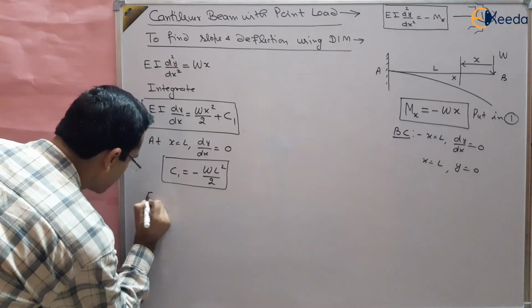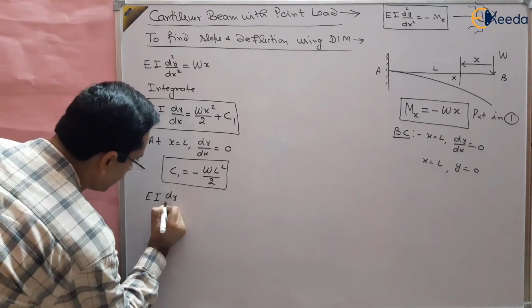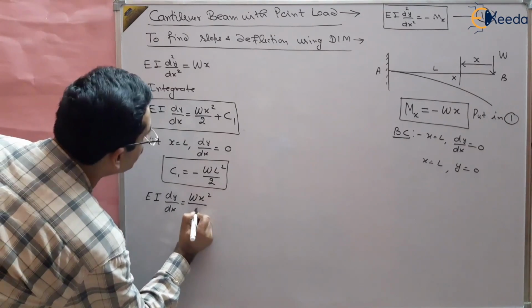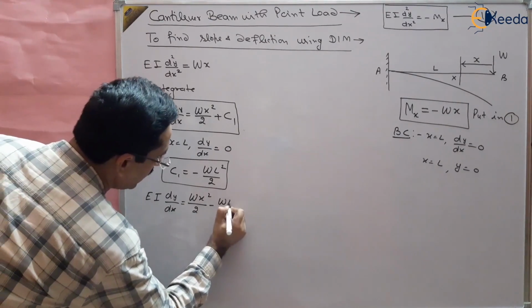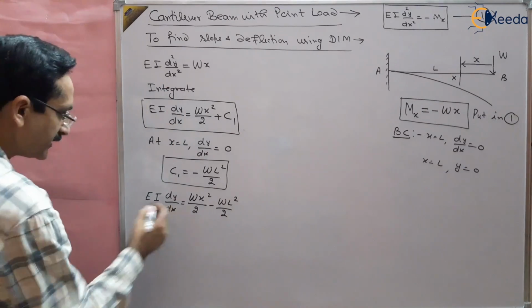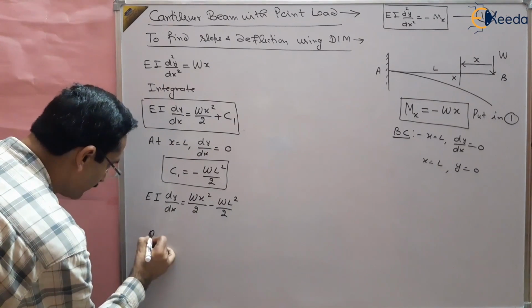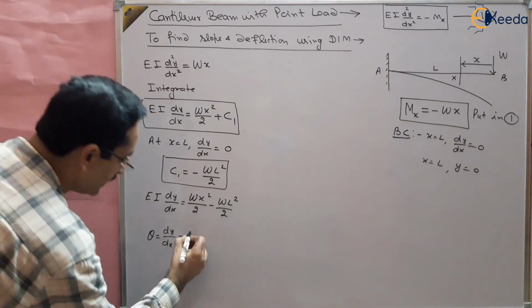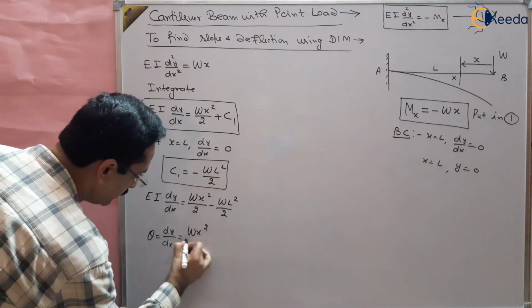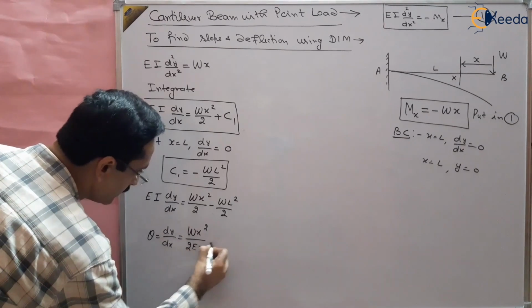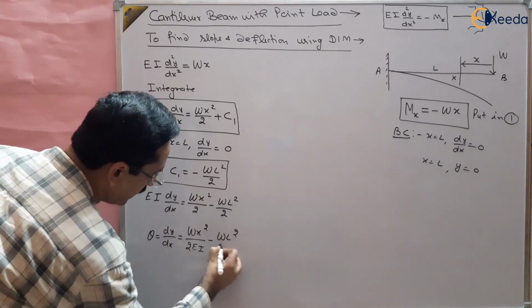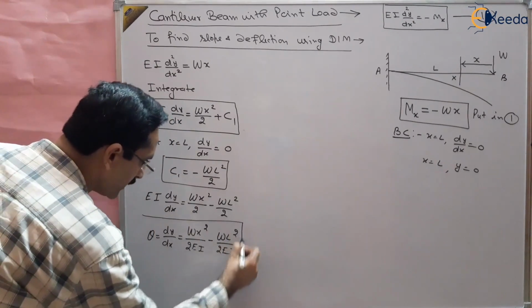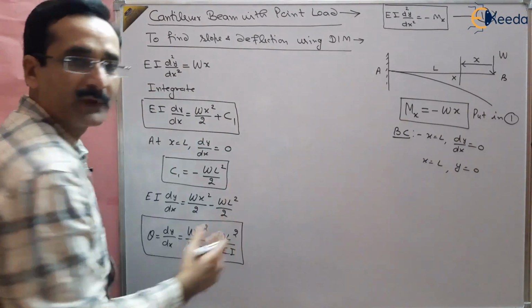So EI dy by dx will be equal to Wx square by 2 minus WL square by 2. So what is slope then? Slope theta or dy by dx will be equal to, divide by EI, you will get Wx square by 2EI minus WL square by 2EI. So this is the slope which is valid from B to A.